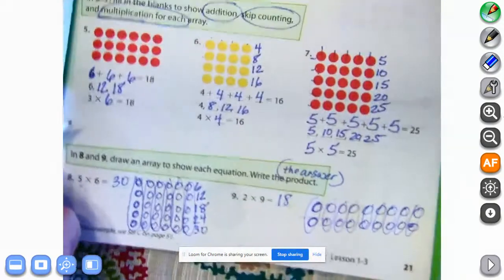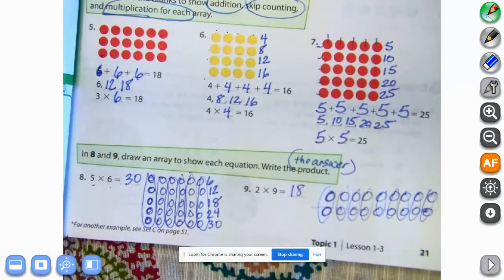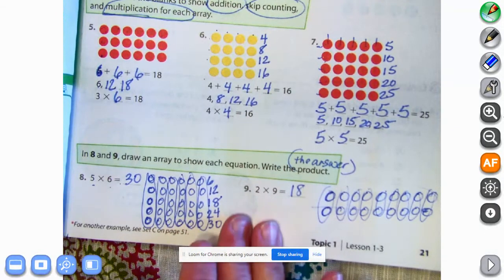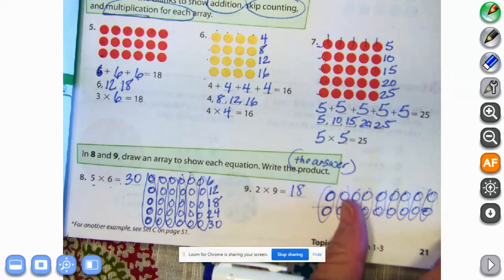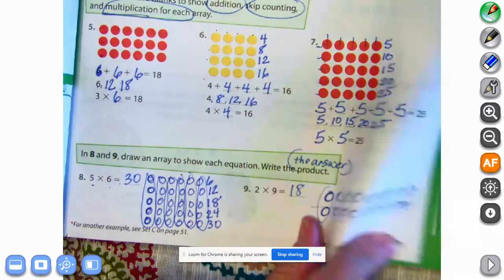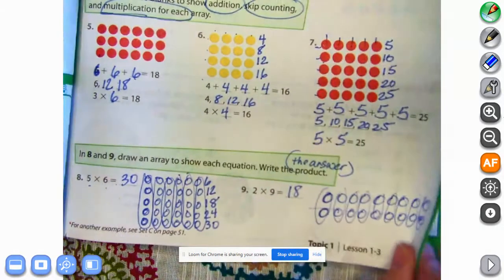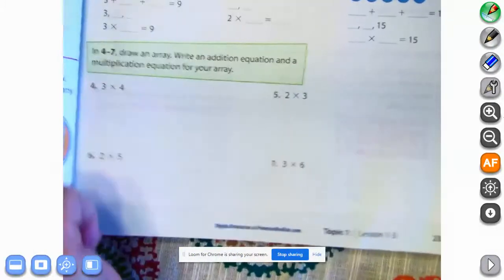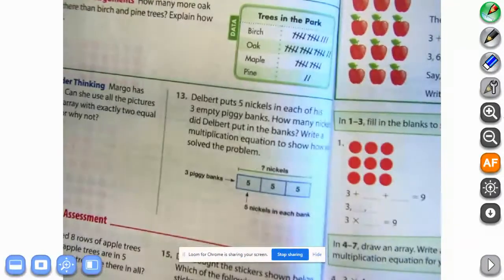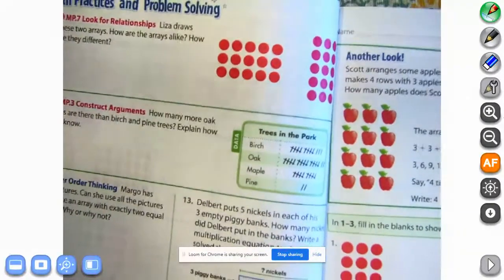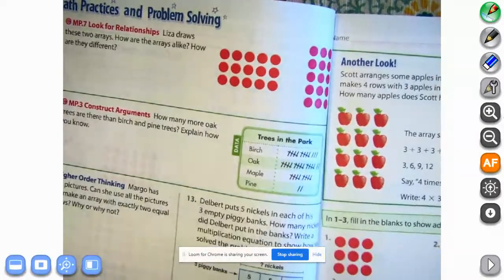All right, so please, please, please pause this video. Get all of this written down before you turn the page. When you're all finished, turn the page and meet me over on page 22 at the top. Okay.